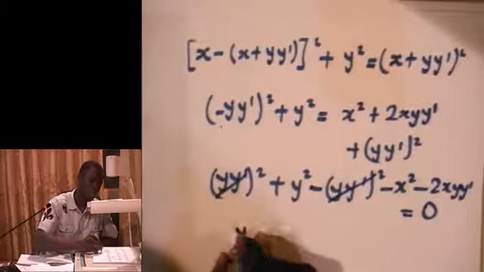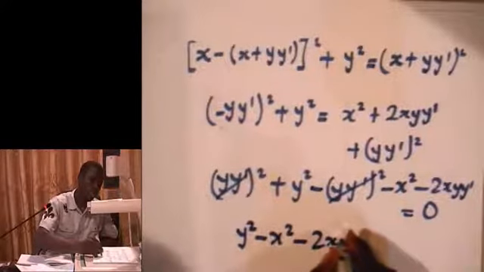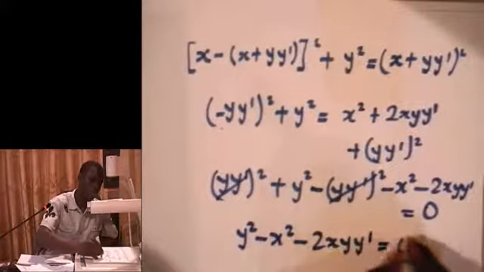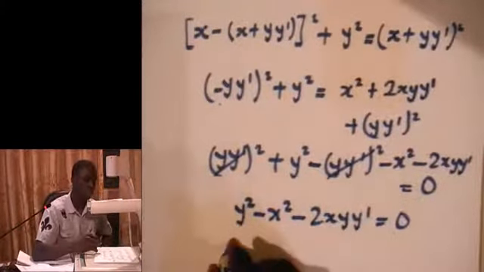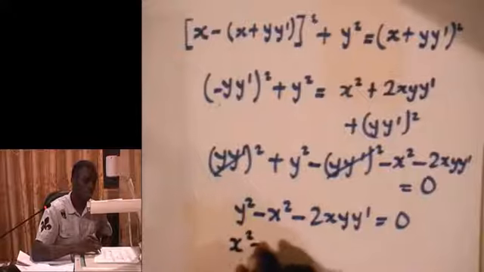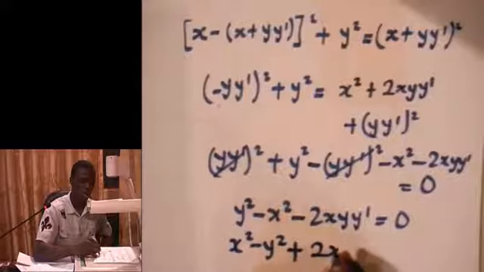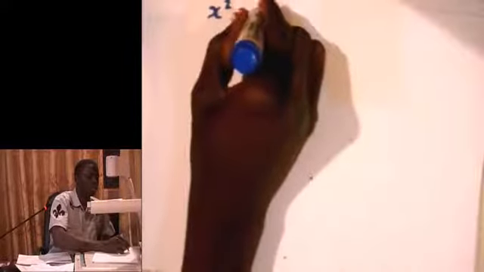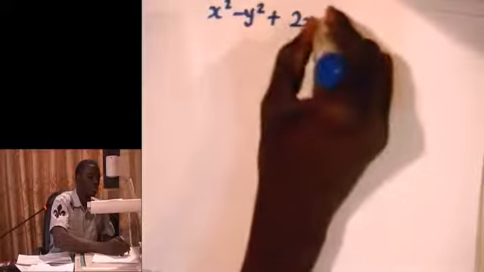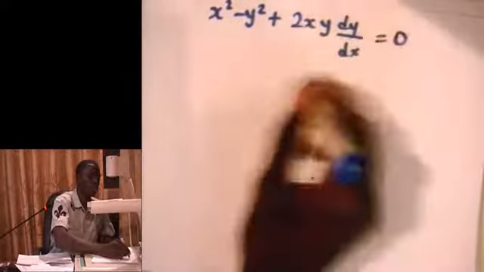So we have y squared minus x squared minus 2xy' equals 0. You can decide to multiply through by minus 1. We have x squared minus y squared plus 2xy' equals 0. This is the same as x squared minus y squared plus 2xy dy/dx equals 0.